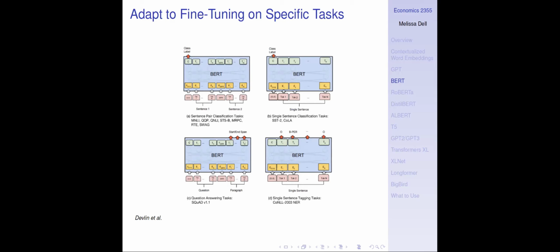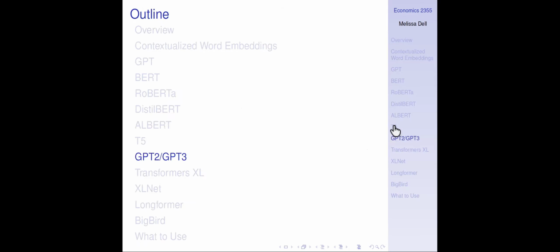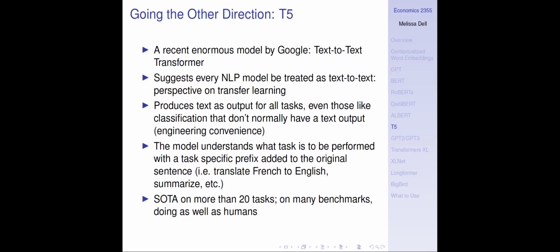What T5 does is it just defines every task as text-to-text, which you can do. The output for the classifier could be yes or no as text, and not a softmax. So that's the first innovation of T5.